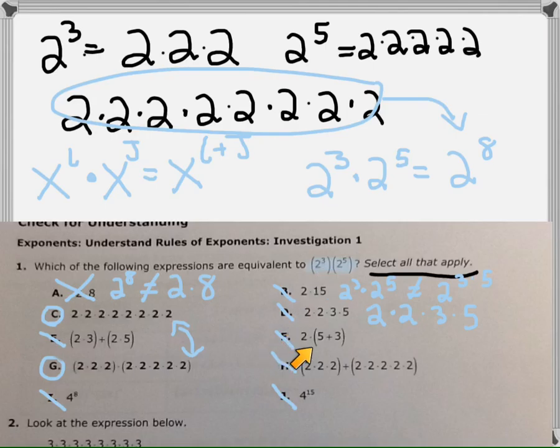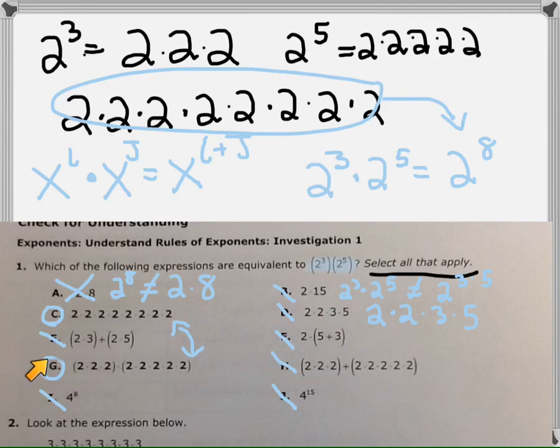F is 2 times 5 plus 3, and that was probably gotten by 2 and then times 3 plus 5. This would be okay if it was 2 to the power of 5 plus 3, because that's 2 to the power of 8, and that's actually how you can solve for it. For example, if we have x to the power of L times x to the power of j, the exponent would be equal to x to the power of L plus j, but this was done incorrectly, so it does not work.